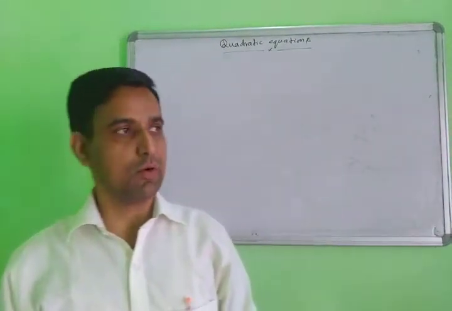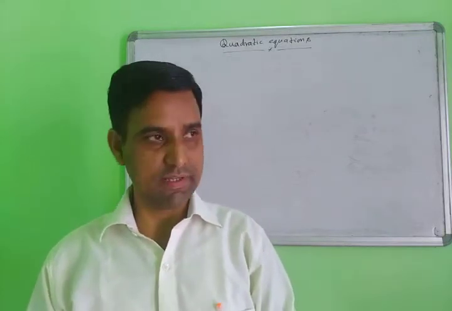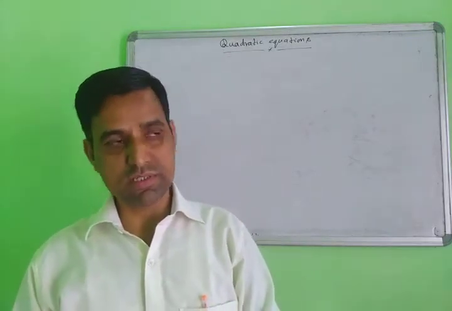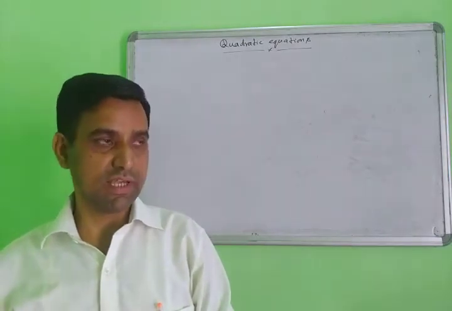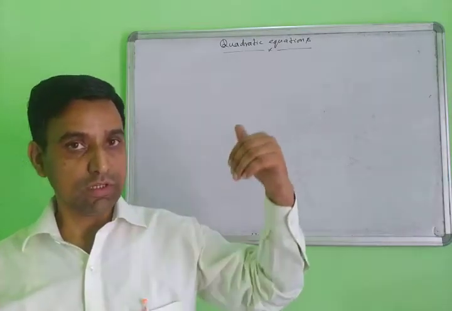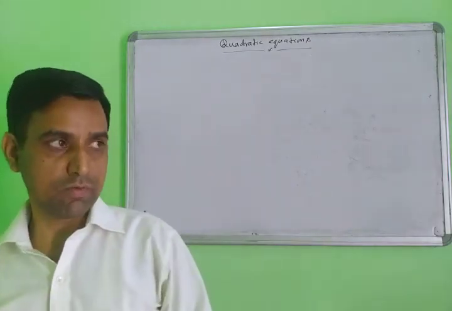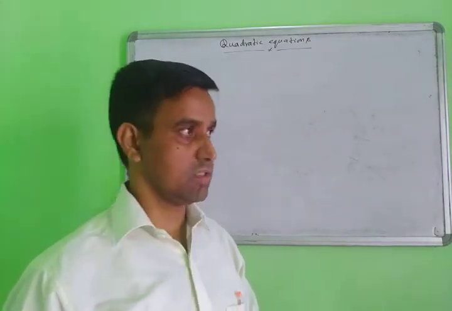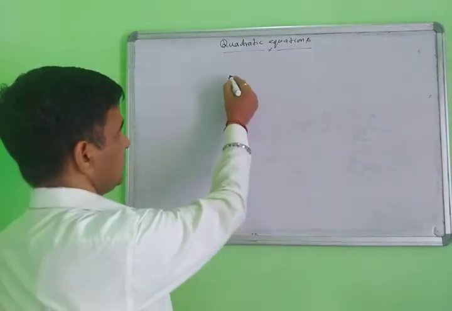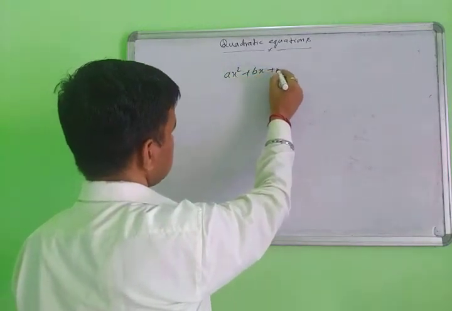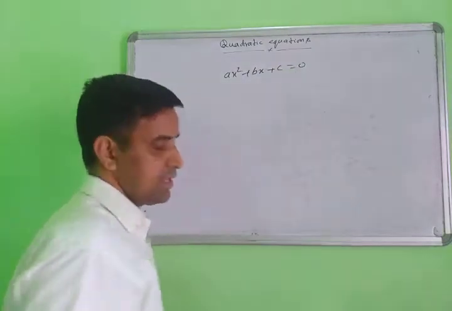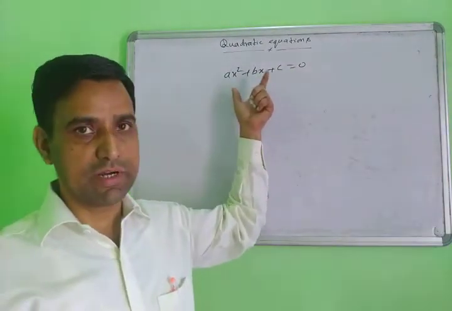Yes, class, good morning. Today we'll discuss quadratic equations. What is a quadratic equation? How do we find the roots of a quadratic equation, and how do we find the imaginary roots? Now, the quadratic equation: ax square plus bx plus c equal to 0. This is the standard equation of a quadratic equation.